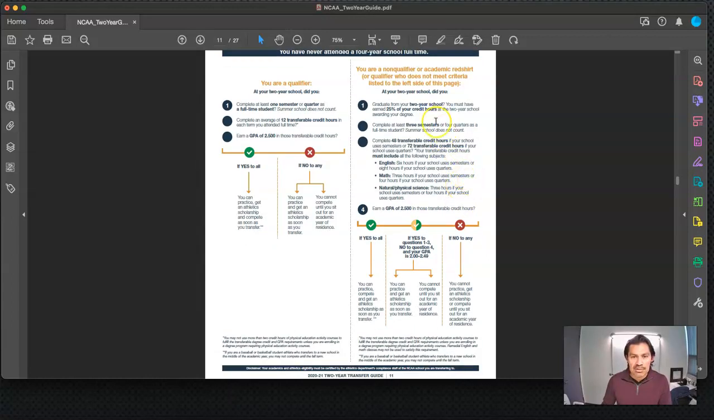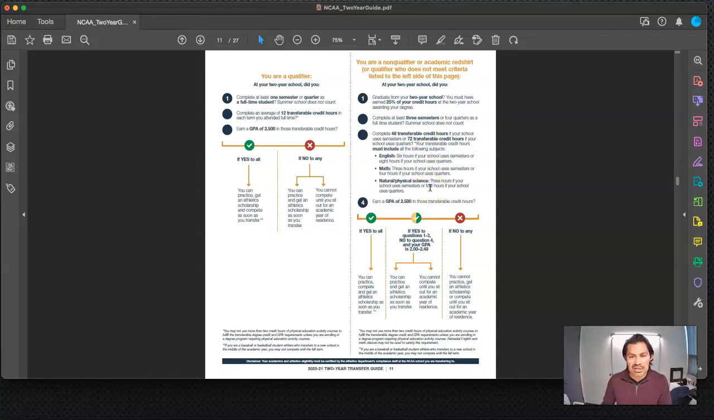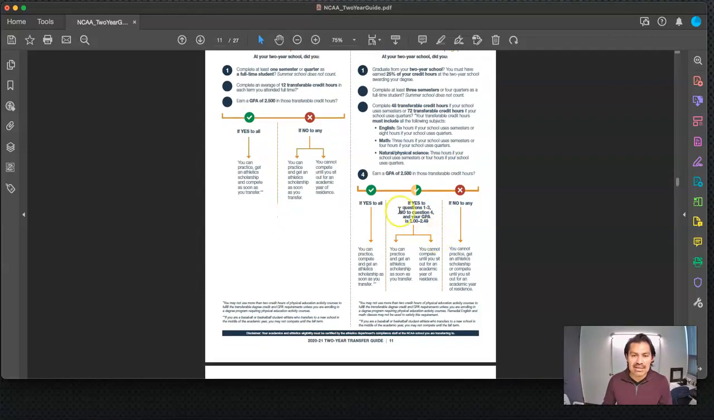It says, at your 2-year school, did you graduate from your 2-year school? You must have earned 25% of your credit hours at the 2-year school awarding your degree, complete at least 3 semesters or 4 quarters as a full-time student, and then complete 48 transferable credit hours if your school uses semesters, or 72 transferable credits if they use quarters. And then 6 hours have to come from English, 3 hours from math, and 3 hours from natural physical science. And finally, that you earned a GPA of 2.5.